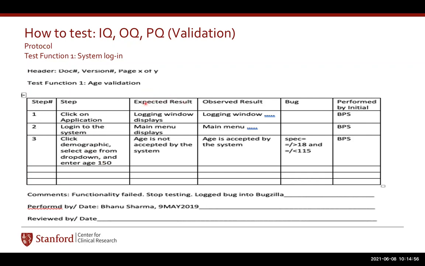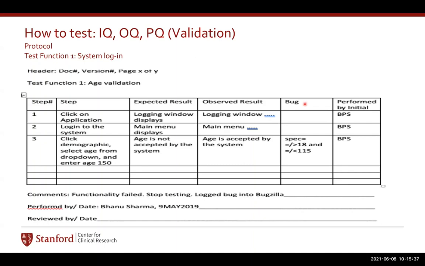So here is the expected result. When you click something, what do you think you will get? And it is already known what you will get. So this is already written, but here you leave it blank, to jot down your result over here, what it is going to be. So in this case, the test case failed. It didn't pass, because you enter the age 150, the specification is greater than 18, less than 115, and then it failed. So this is very serious.